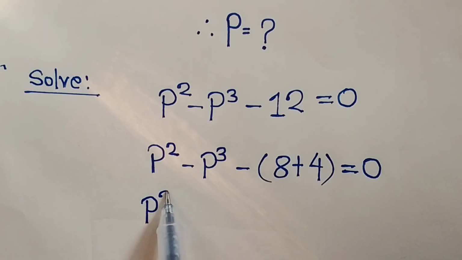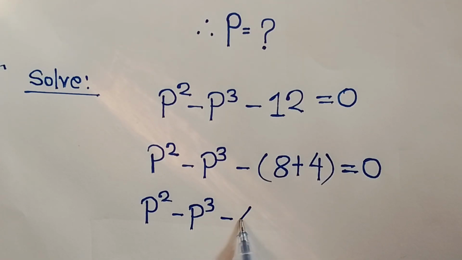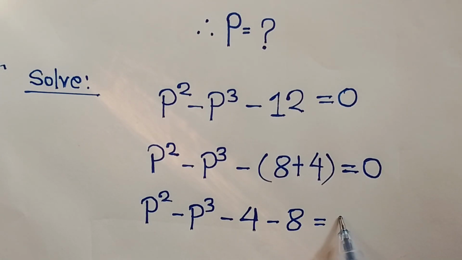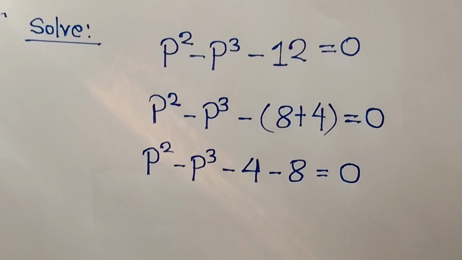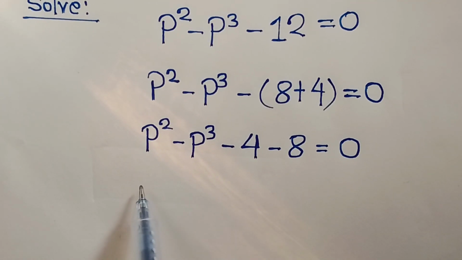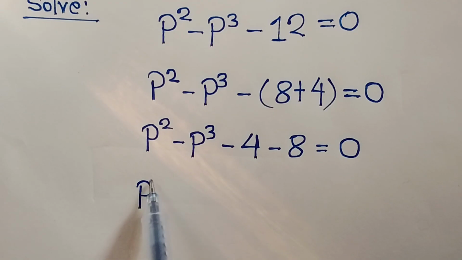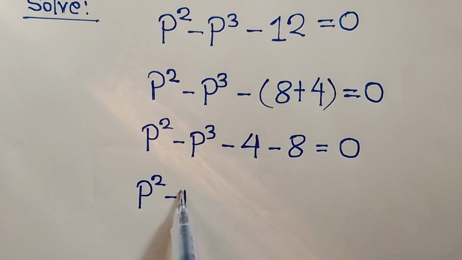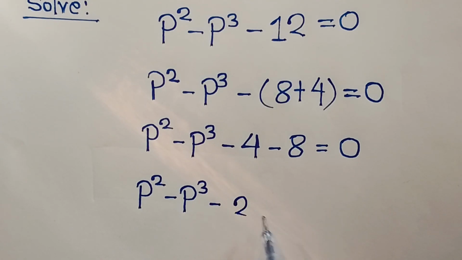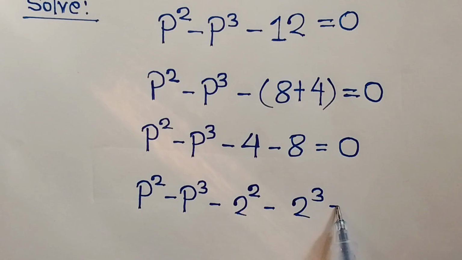Now we can write p square minus pq, and the minus 8 will be minus 8, and minus 4 will be minus 4. So here we get p square minus pq minus 4 minus 8 is equal to 0. Now we can write p square minus pq, and we can write this 4 as 2 square, and minus we can write 8 as 2 to the power q is equal to 0.